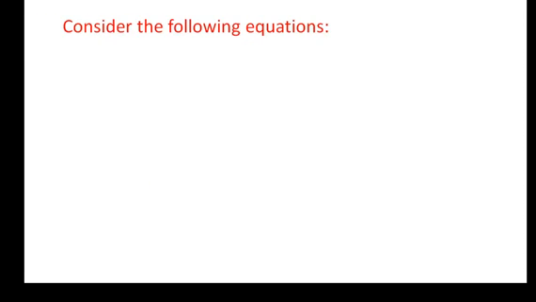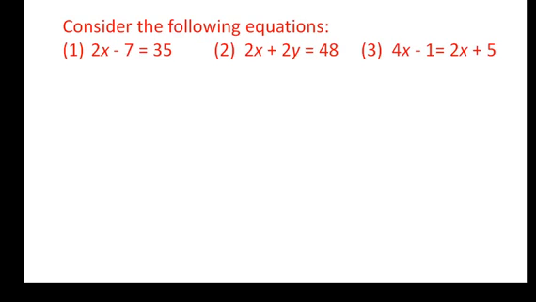Next. Consider the following equations. Here 4 equations are given. In that, 2x minus 7 is equal to 35, 2x plus 2y is equal to 48, 4x minus 1 is equal to 2x plus 5, x square plus y is equal to z. These are all equations. Why? Because the equal sign is in between. That's why these are all equations.